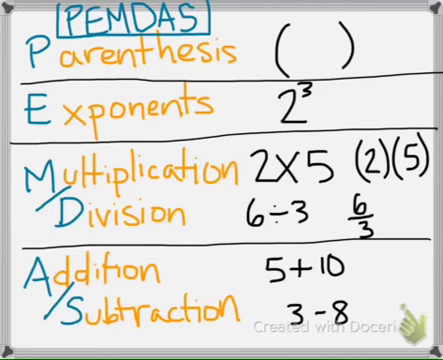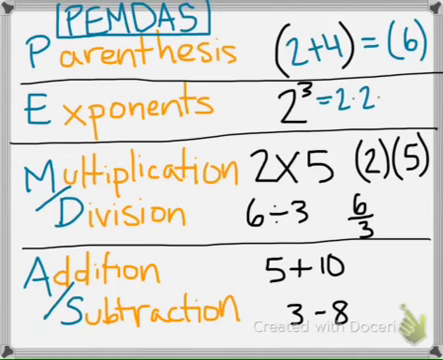So P stands for parentheses. We want to simplify everything that's within parentheses in order to solve the problem. Next thing you do is exponents. Now this number tells you what number we're multiplying by itself, and this tells you how many times. So in this case, 2 cubed, or 2 to the third power, is 2 times 2 times 2, which would give us 8.